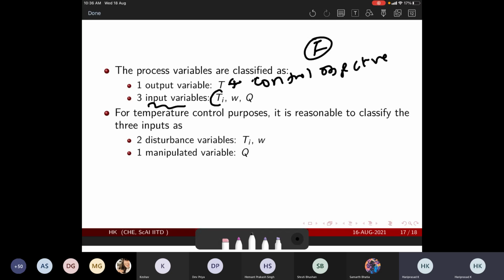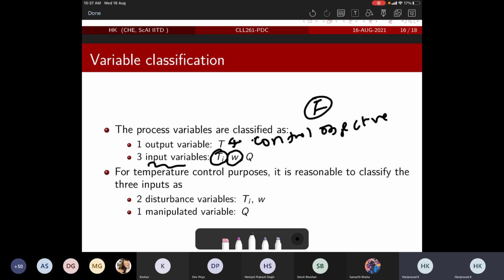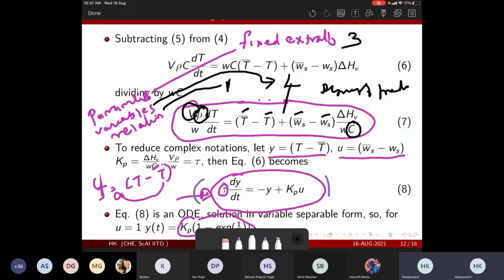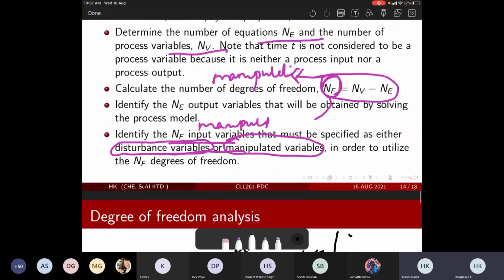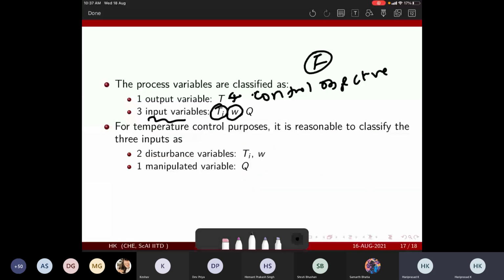One could be the inlet temperature, one could be W from here, fine. And the other is Q, which is in what way you want to add Q into the system. So either you may write it as Q, or you can say, in terms of WS or W bar S. So you can play around, or you can increase or decrease.